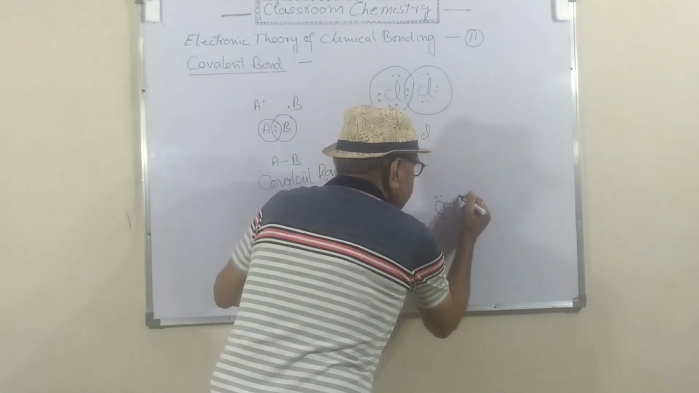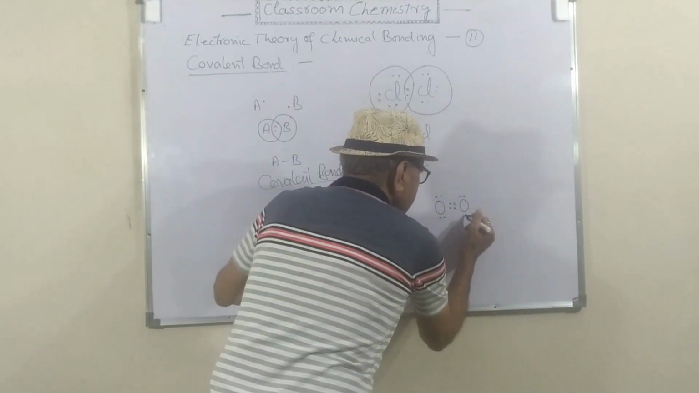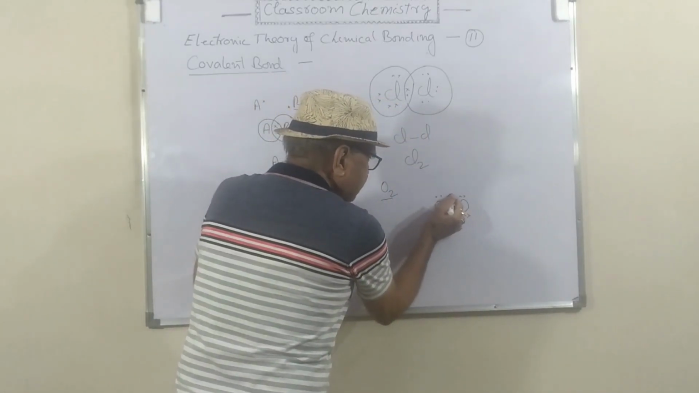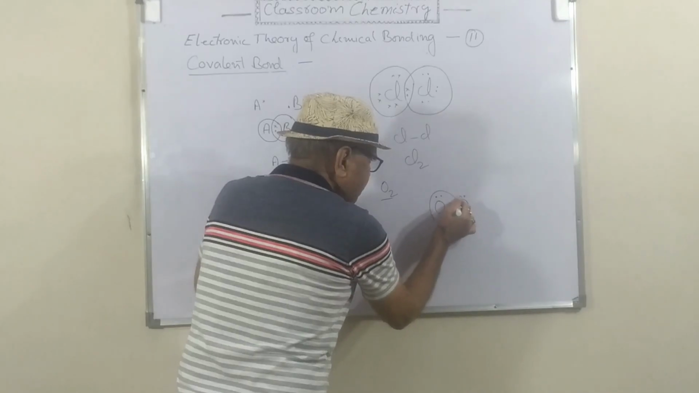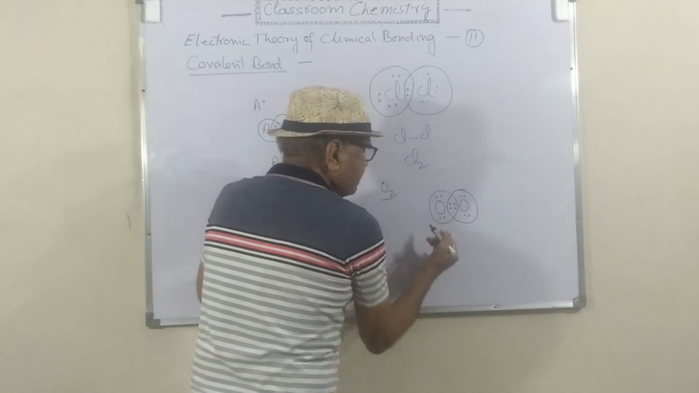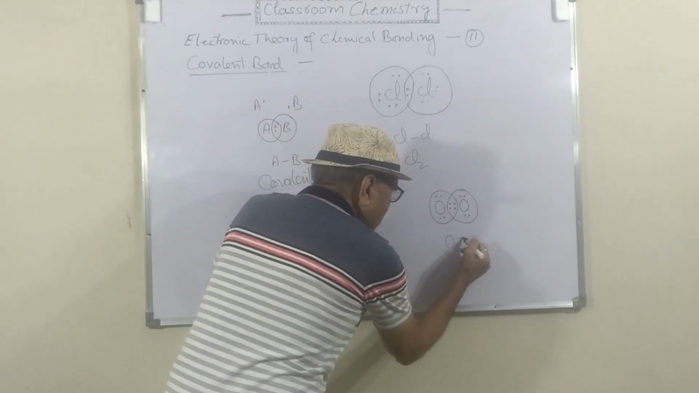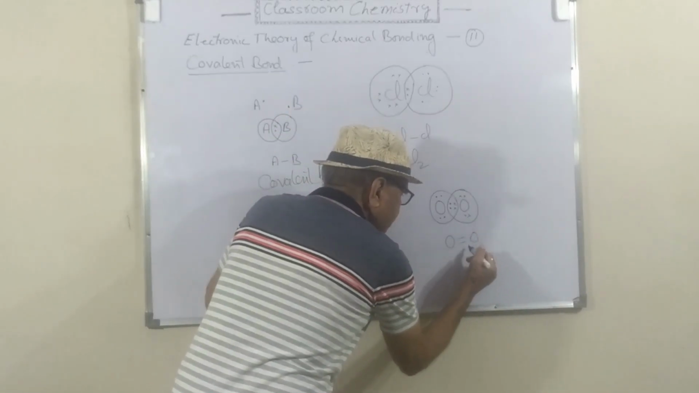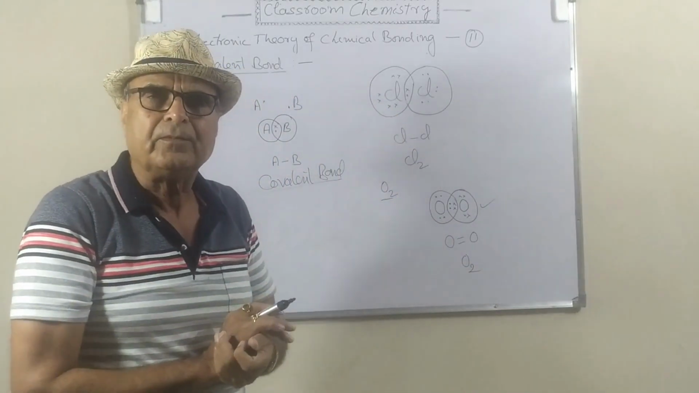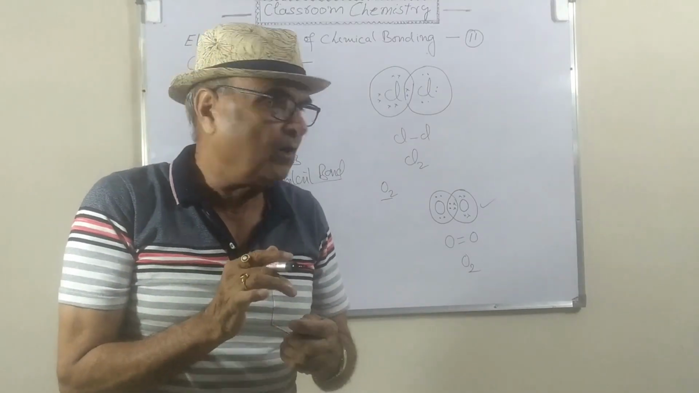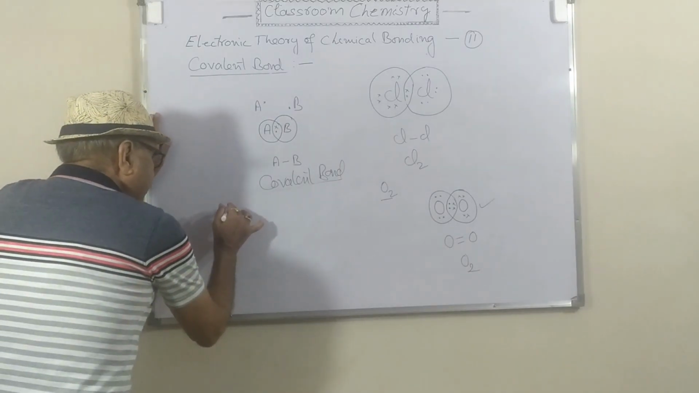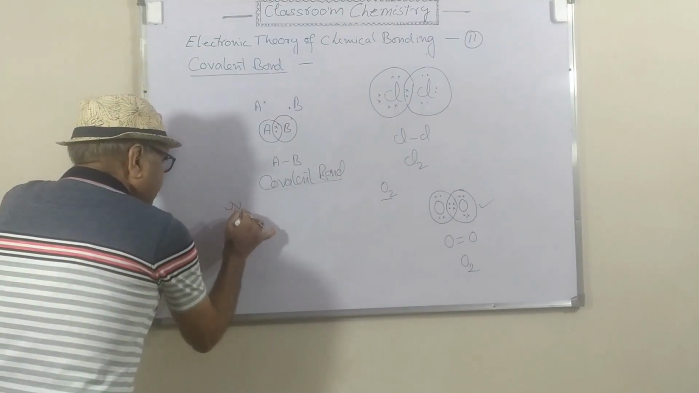Complete the 6 electrons in this way. Now this is the octet of the first oxygen, and this is the octet of the second oxygen. So the double bond between oxygen and oxygen is formed. This is the Lewis structure of the oxygen molecule. Now I am telling you about the third, and I am taking the example of nitrogen.